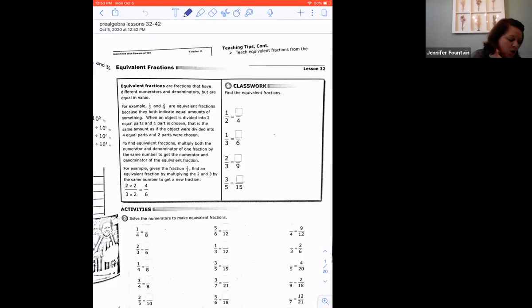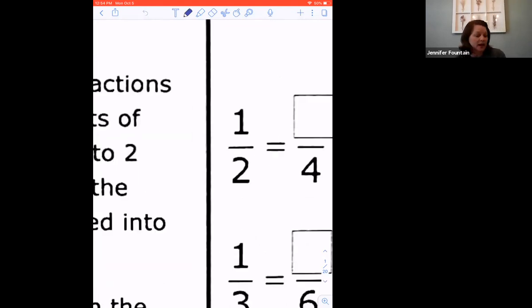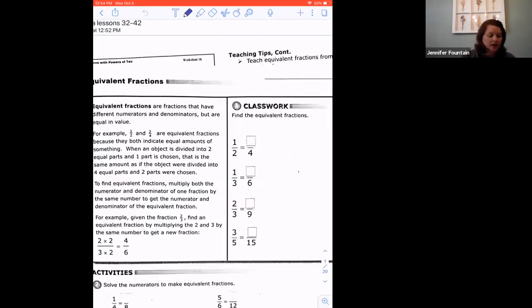One of the things I want you to start thinking about, and we'll talk about this more later, is that a fraction is an example of a division problem. That fraction bar means the same thing as division. If I look at our 1/2 right here, that's basically 1 divided by 2. Usually the top number is going to be smaller than the bottom number.